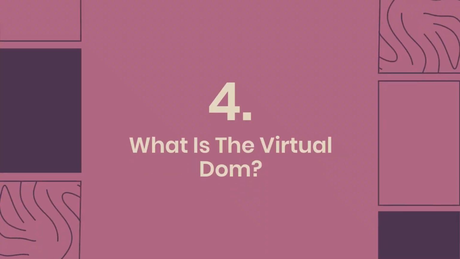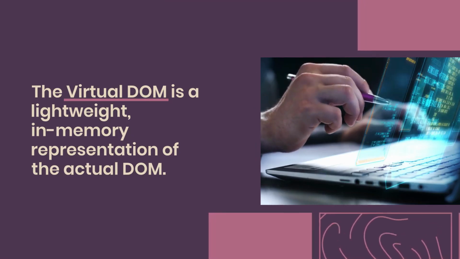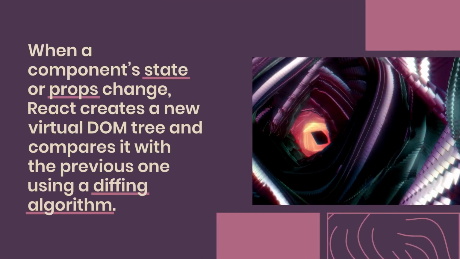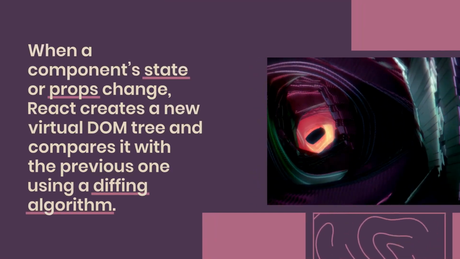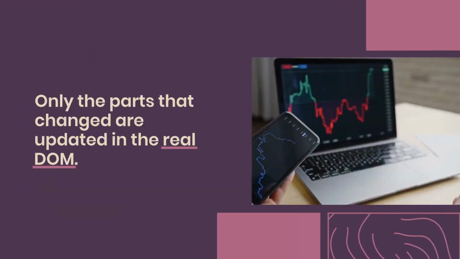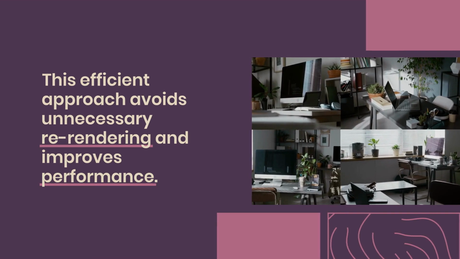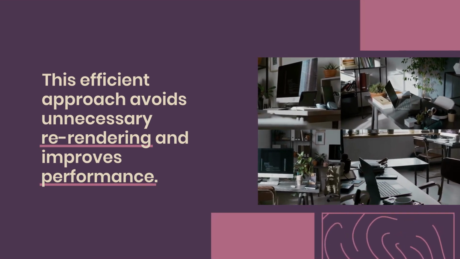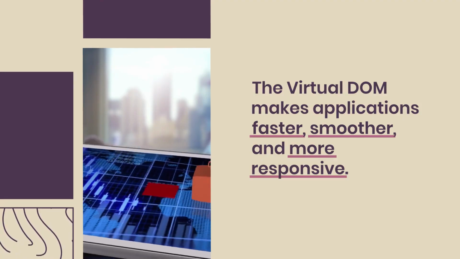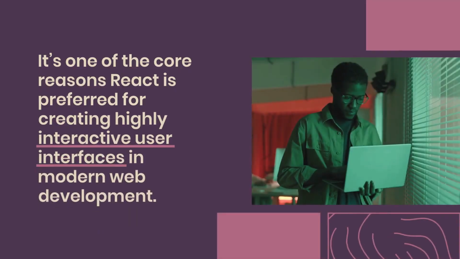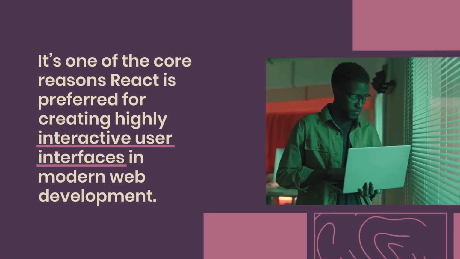4. What is the virtual DOM? The virtual DOM is a lightweight, in-memory representation of the actual DOM. When a component state or props change, React creates a new virtual DOM tree and compares it with the previous one using a diffing algorithm. Only the parts that changed are updated in the real DOM. This efficient approach avoids unnecessary re-rendering and improves performance. The virtual DOM makes applications faster, smoother, and more responsive. It's one of the core reasons React is preferred for creating highly interactive user interfaces in modern web development.